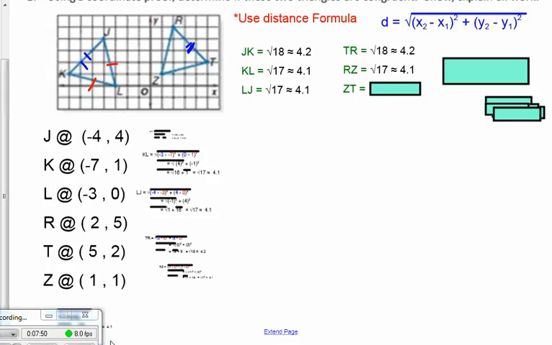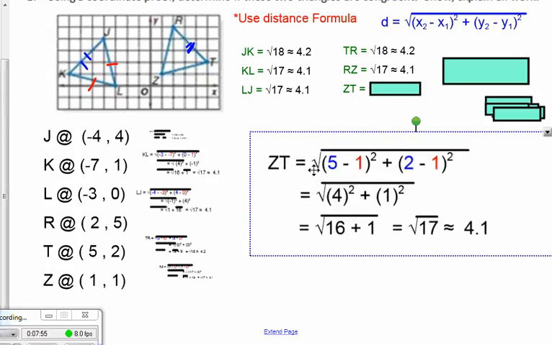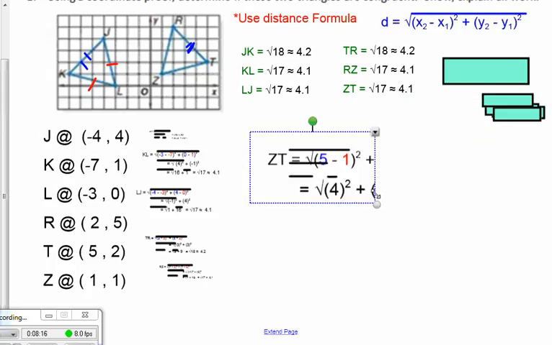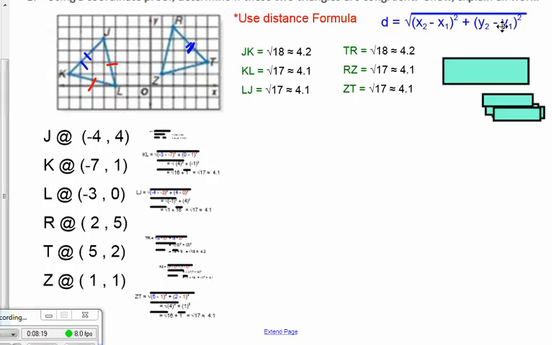And from Z to T, that one was hidden down here. Going from Z to T, again, I'm just plugging everything in. 5 minus 1, 2 minus 1. 5 minus 1 is 4, 2 minus 1 is 1, 4 squared is 16, 1 squared is 1, 16 plus 1 is 17, square root of 17 is about 4.1. So, you have to use that distance formula 6 times to find all of your lengths. Notice again, these are all the same.